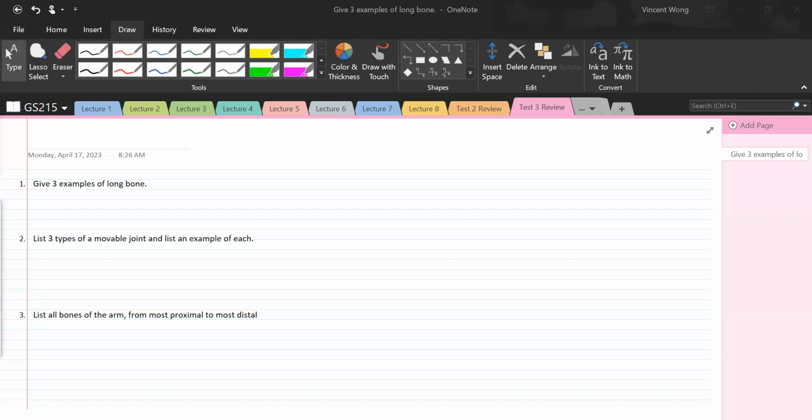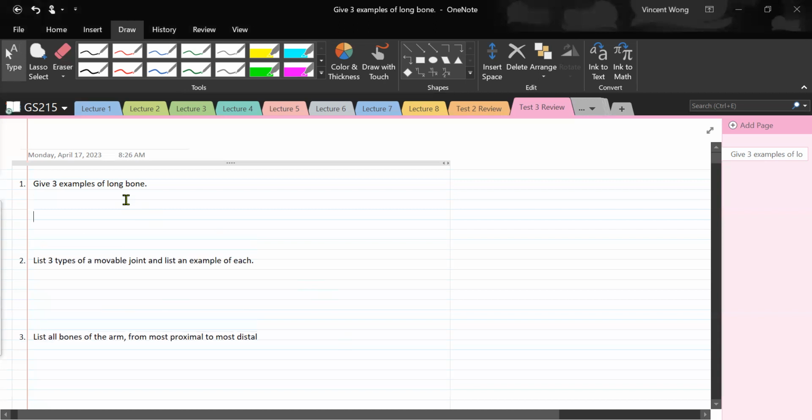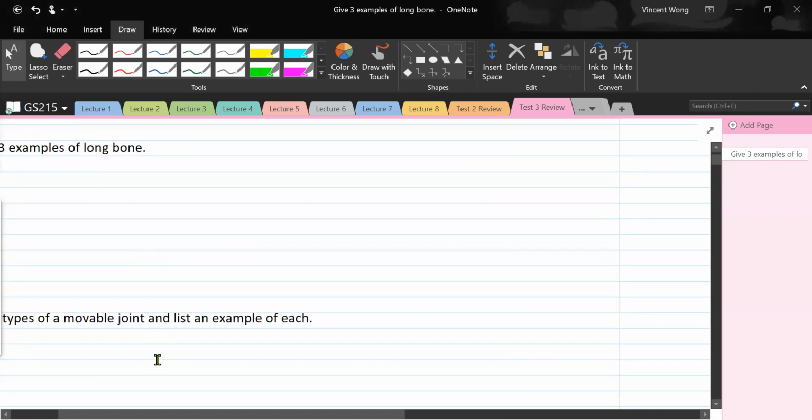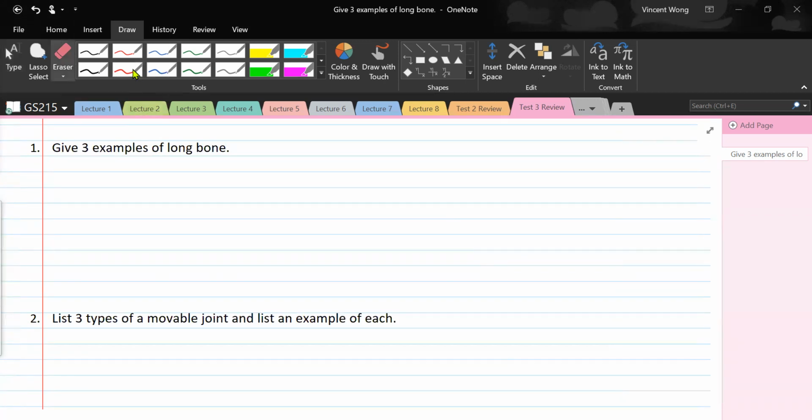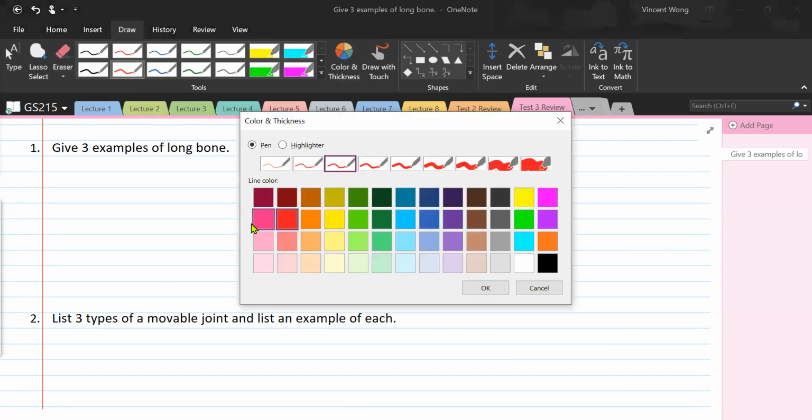Now I don't know if you had a chance to look at the review yet, but that's what we're going to take up today. Okay, so first question: give 3 examples of long bone. We know we can classify bones based on their shape. There's long bone, short bone, irregular bones, flat bones. So this question asks us to give 3 examples of long bones.